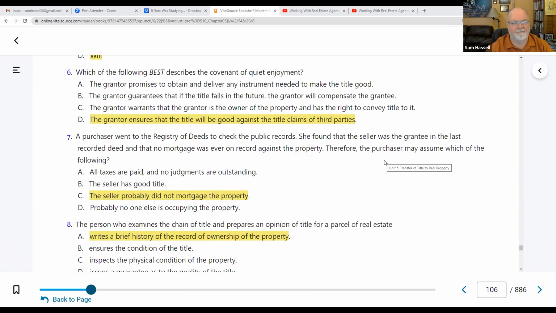Number 6, which of the following best describes the covenant of quiet enjoyment? Quiet enjoyment basically says not that your neighbors aren't going to harass you or bother you or make a lot of noise. Quiet enjoyment means that nobody's going to come at you and try to take your house with a superior title. Okay, so that's the right of quiet enjoyment. So it's D. The grantor ensures that the title will be good against the title claims of third parties. Okay, so nobody's going to try to take this out with a superior claim to this deed, to this title. All right.